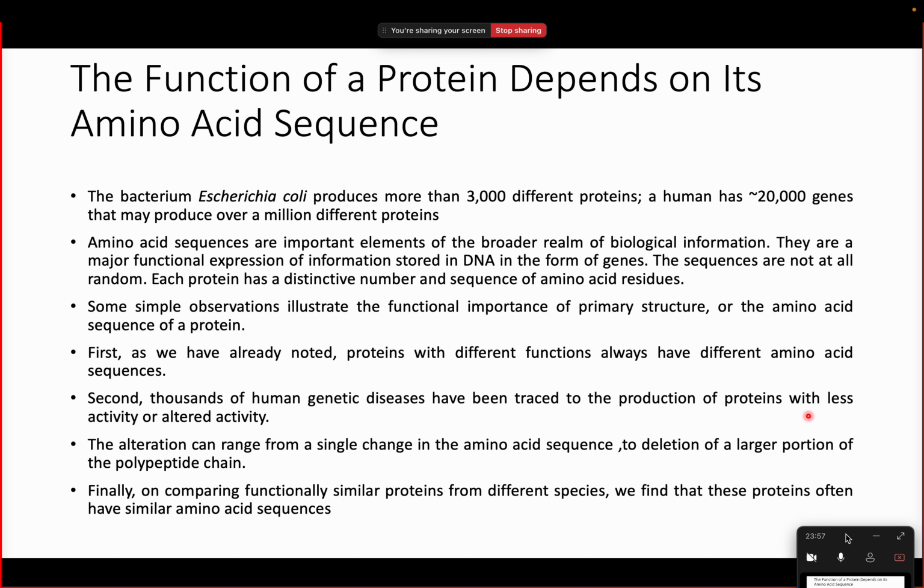Finally, on comparing functionally similar proteins from different species, we find that these proteins often have similar amino acid sequences, right? So we need to understand this point. For example, if we are saying there are two different species and they both perform similar function, if we take the example of glycolysis, you guys are aware that glycolysis is one of the basic biochemical reactions which is kind of conserved, right?